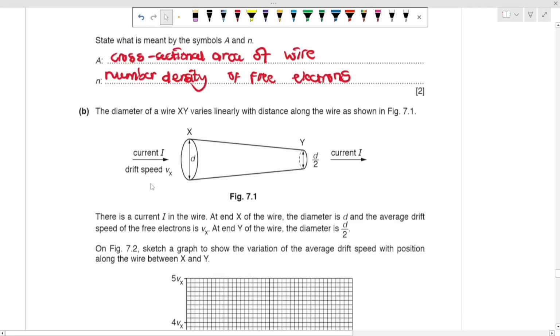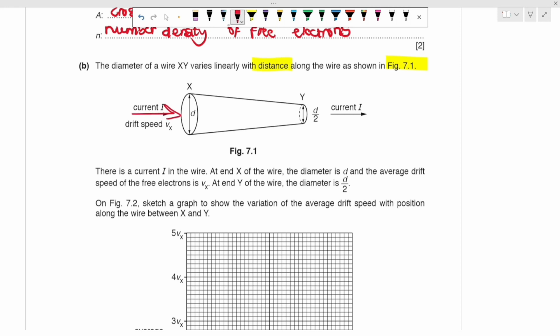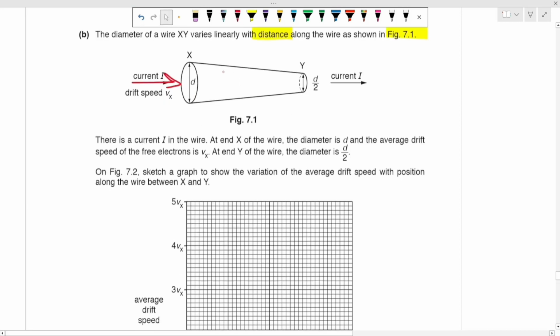B. The diameter of a wire XY varies linearly with distance along the wire as shown in Fig 7.1. So they give me this. We have a specific current I entering the system. At the end of the wire X, the diameter is D and the drift velocity is Vx. At the end of the wire Y, the diameter is D over 2.